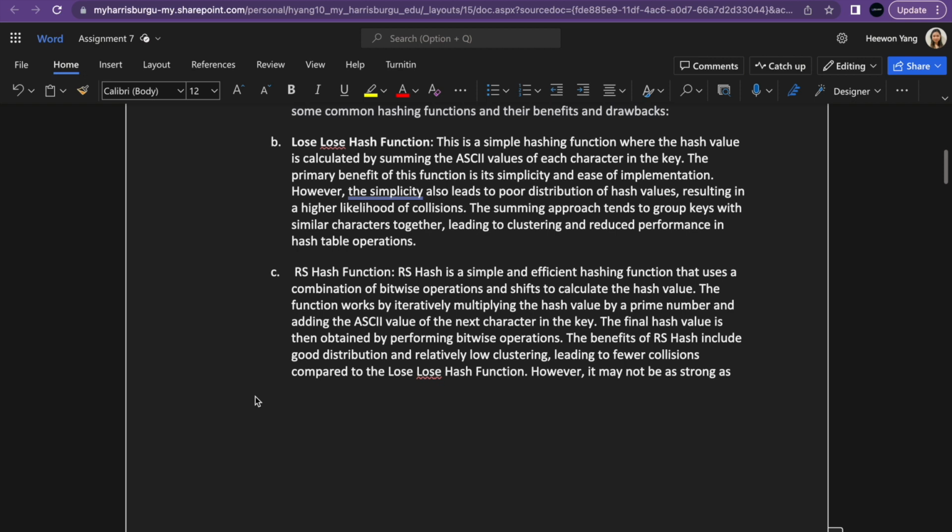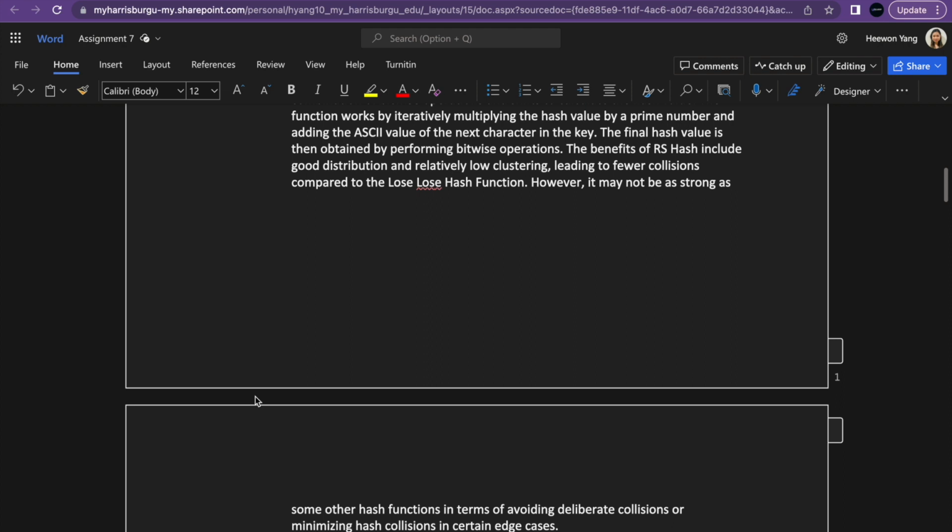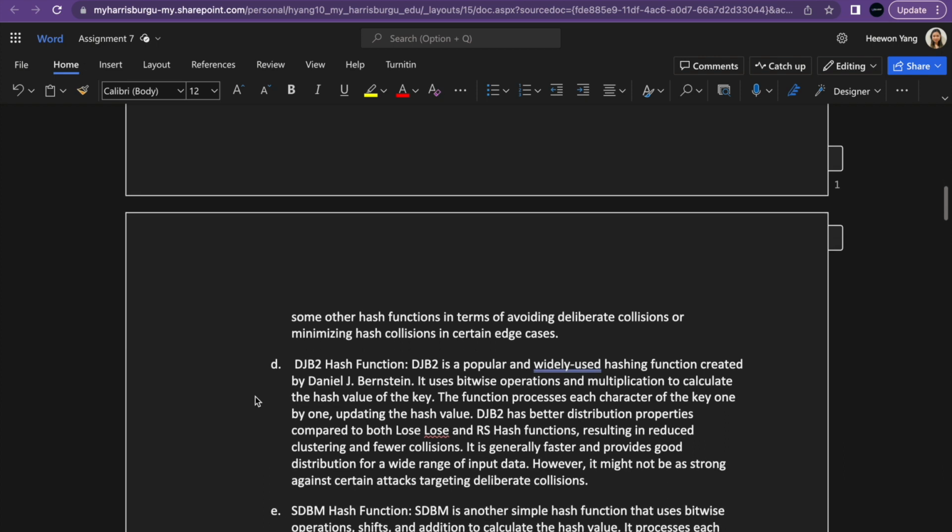The second function is the RS hash function. This is a simple and efficient hash function that uses a combination of bitwise operators and shifts to calculate the hash values. The function works by iteratively multiplying the hash value by a prime number and adding the ASCII value of the next character in the key. The final hash value is then obtained by performing bitwise operations. The benefits of RS hash include good distribution and relatively low clustering, leading to fewer collisions compared to the lose-lose hash function. However, the drawback is that it may not be as strong as some other hash functions in terms of avoiding deliberate collisions or in certain edge cases.